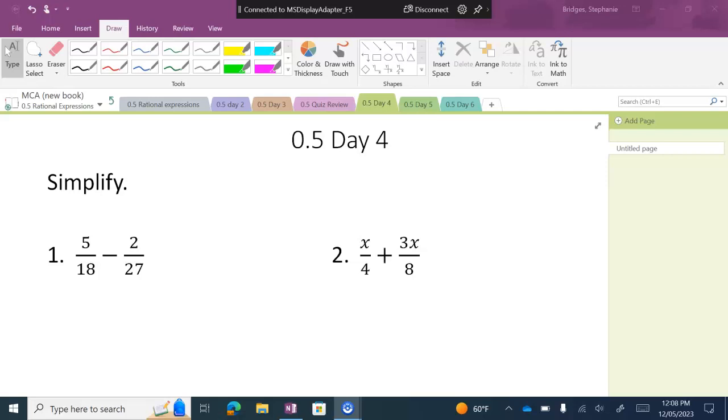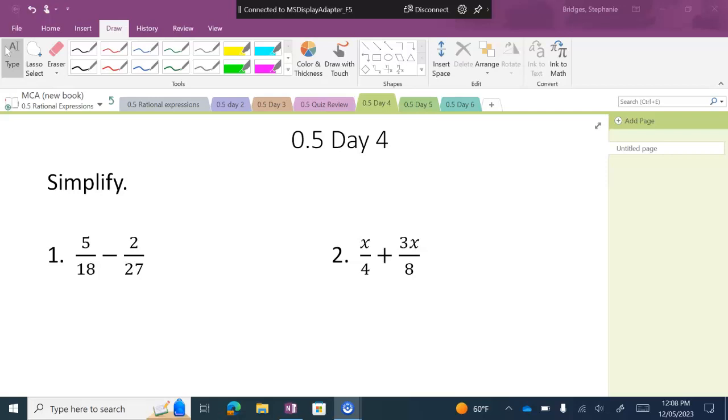So if I'm looking at question number 1, what is my larger of the two denominators? 27, right? So I have to use at least 27, if not something bigger. So the first thing I want to ask you is, 27 is my bigger denominator. Does 18 divide into 27 evenly? No, it doesn't.